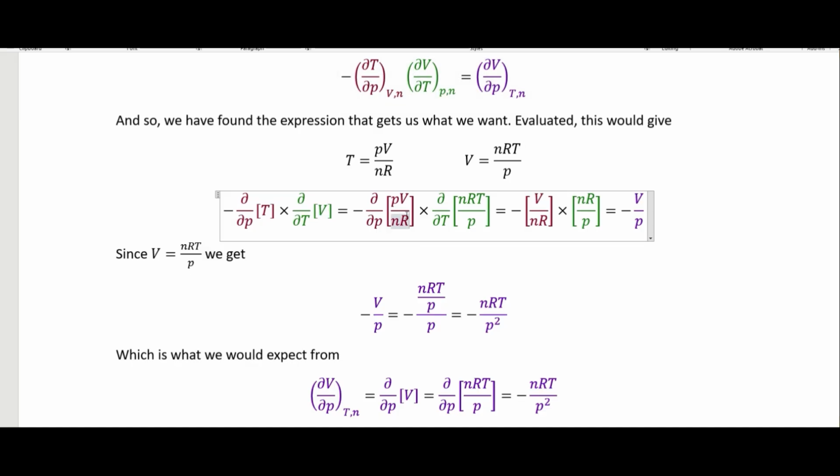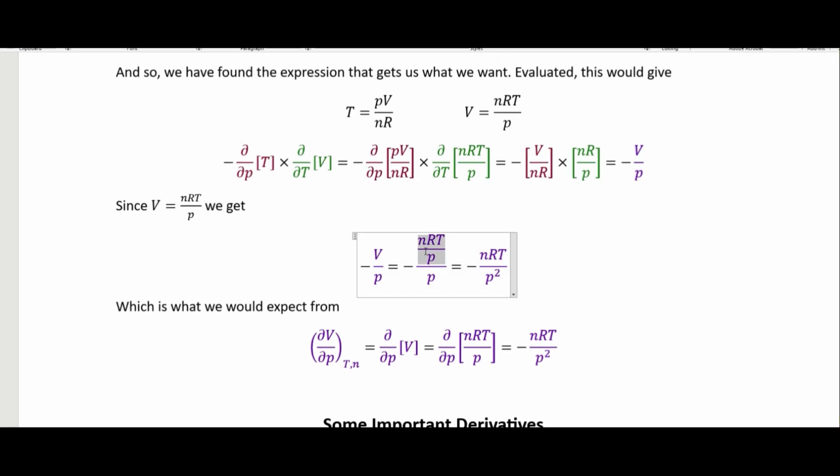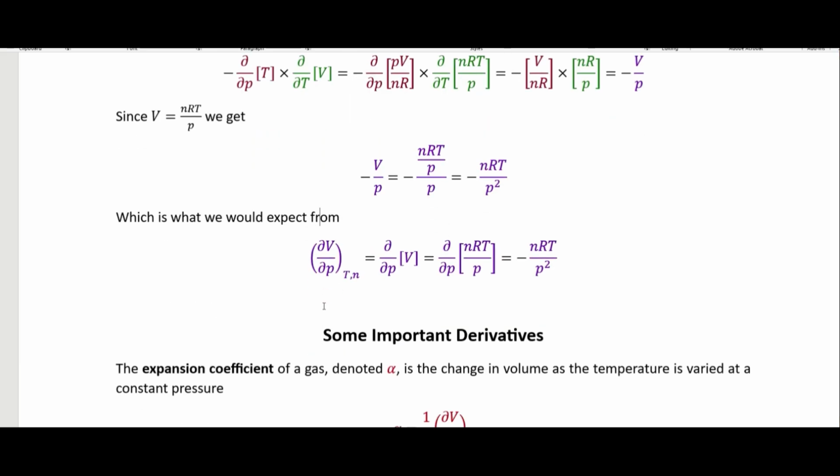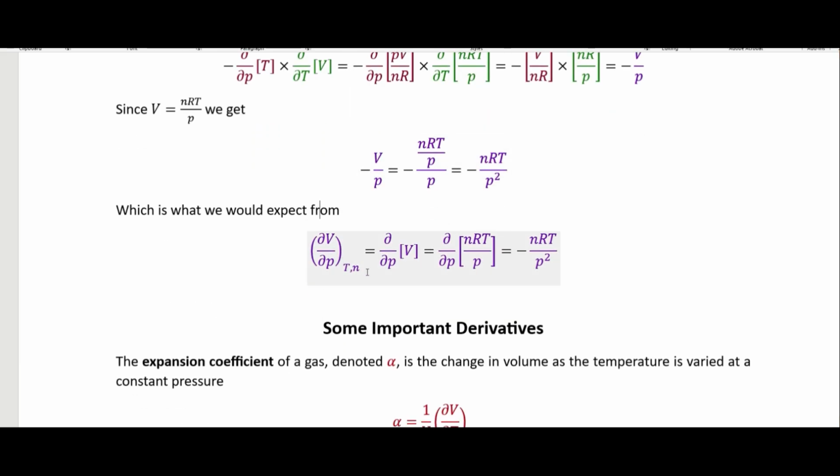So we put this PV over nR in right there, and this nRT over P right there. We evaluate these and we end up with negative V over P. Since the volume is equal to nRT over P, we can substitute that in for the V right here. So that's what we're doing right here. And so we see that we end up with this P ending up in the denominator. So we get the P squared. So we get the nRT over P squared. And that's exactly what we would expect if we just evaluated this partial derivative by itself.